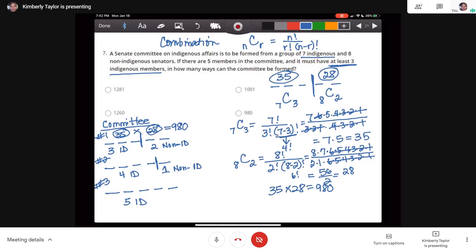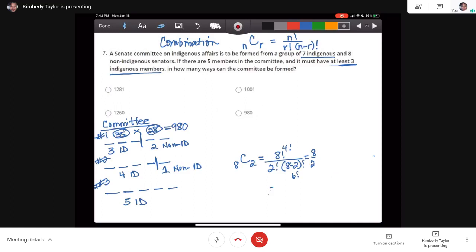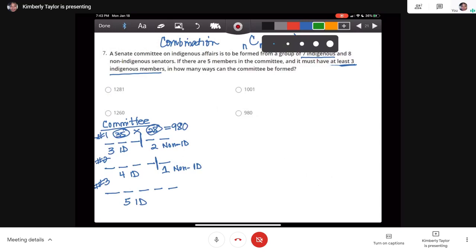Okay, so I got a lot more work to do. I'm going to erase this portion here and then go to the next scenario. Let's use a different color, that way you know I'm on to another situation. Let's use green this time. So we have 5 members, 1, 2, 3, 4, 5. We're going to make 4 of them indigenous, so that's going to be the combination of 7 and 4. And then 1 that's not indigenous, and that's going to be the combination of 8 and 1.